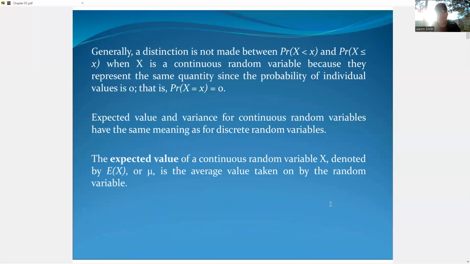Generally, a distinction is not made between the probability that x is strictly less than little x and x is less than or equal to x. When we're talking about continuous random variables, remember how I talked about that really minute long decimal point? Since we're dealing with such long decimals and our continuous approach along the number line, mathematically these two probabilities are the same.